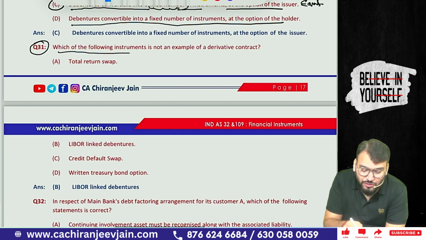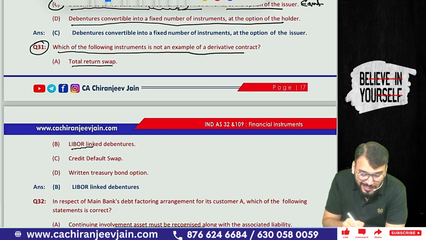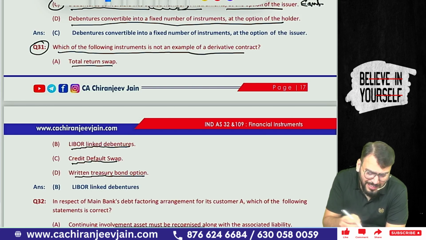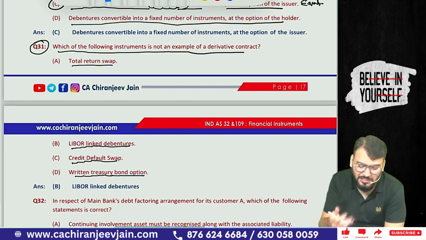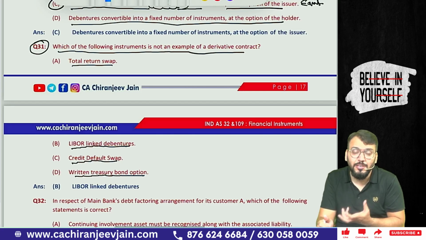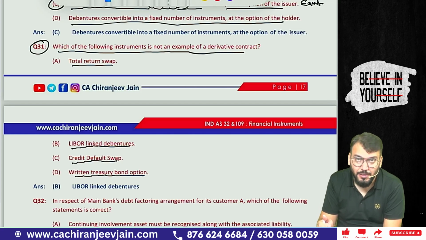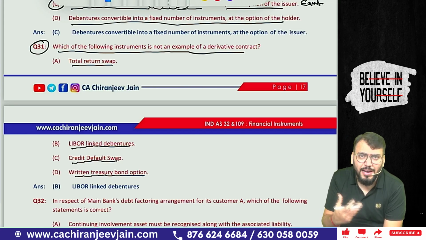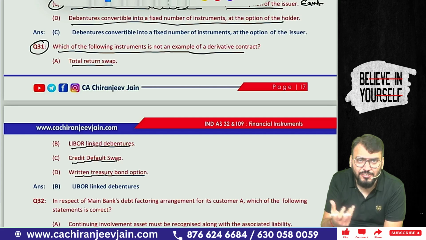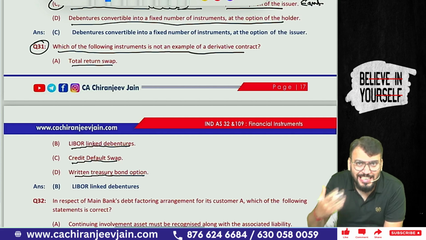Which of the following instruments are not an example of derivative contract? Total return swap, the LIBOR ring debentures, credit default swap, return treasury bond option. So can I say this? If you know AFM, I think in the AFM you have done, you will do more detailed derivative. Correct. Now in FR we'll do accounting only to the extent from examination point of view about derivative, means we'll not do detailed discussion about derivative.